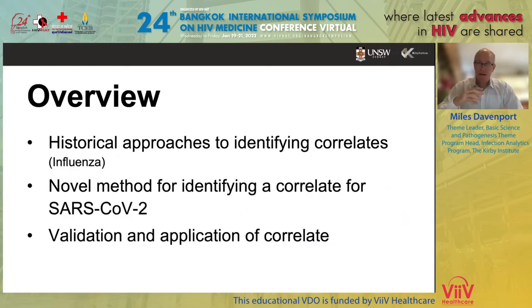When SARS-CoV-2 came along, it was clear that we needed such a correlate, but how to approach that? I'd like to talk about the work we've done, starting about this time last year. First, looking at historical approaches to identifying correlates, using the example of influenza. Then the novel method we developed for identifying a correlate for SARS-CoV-2. And lastly, the validation of that and the application of this correlate to predicting immunity.